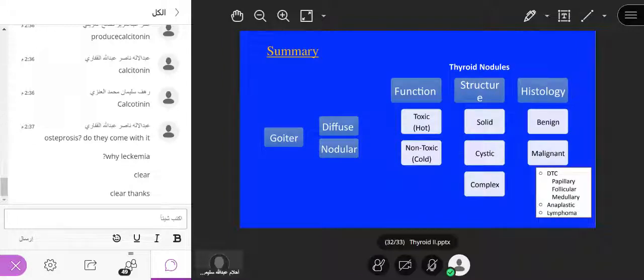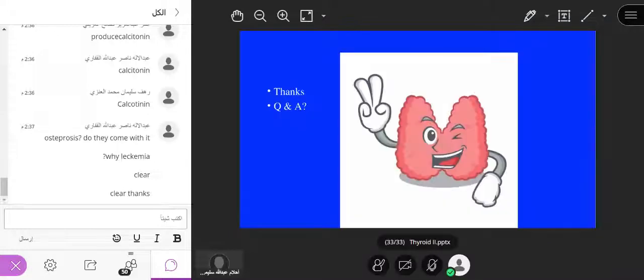Okay, in summary, we divided goiter into diffuse or nodular. Then we divided the thyroid nodule according to its structure, function, or histology. By function, it can be a toxic hot nodule or a non-toxic cold nodule. By structure, it's a solid, cystic, or complex nodule according to the ultrasound features. By histology, it can be benign or malignant. If it's malignant, it's either differentiated thyroid cancer, papillary being the most common, then follicular, then medullary if it's genetic, anaplastic thyroid cancer, and lymphoma if there is very rapid growth and a history of Hashimoto thyroiditis. That's it for this part.